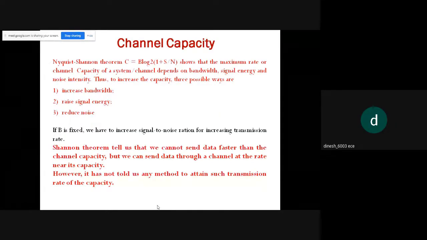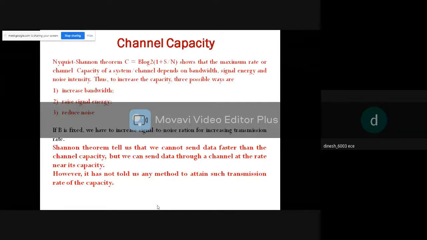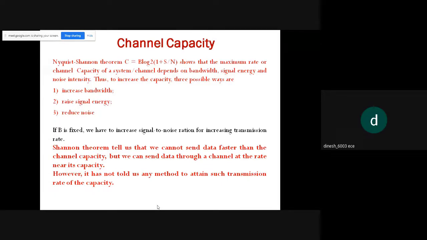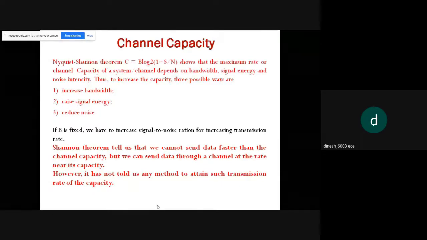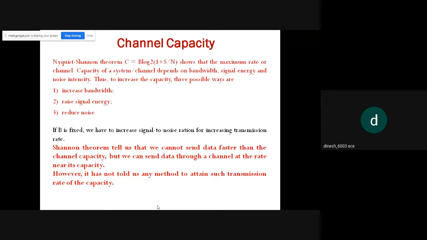So Shannon's theorem lets us know that we cannot send data faster than the channel capacity, but we can send data through a channel at a rate near its capacity. We cannot overflow the data, but within the prescribed channel bandwidth, we can send our data. So that was his ambition, and he has achieved it.